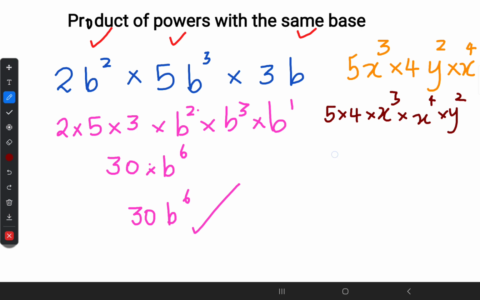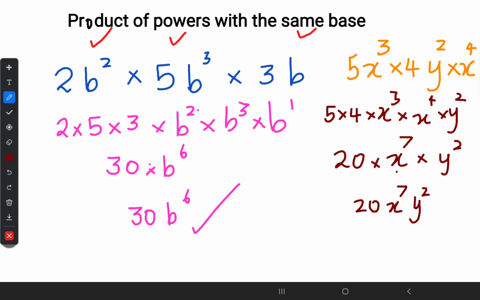And 5 times 4 is 20. Product of same bases, so it will become x with the power of 3 plus 4, which is 7. Y is an individual base, there is no pair for it, so it will remain the same. Don't do anything with x and y, those are different bases. Finally your answer would be 20x power of 7 and y square. This would be the correct answer for the question. Do the numerical multiplication separately, same base multiplication separately.